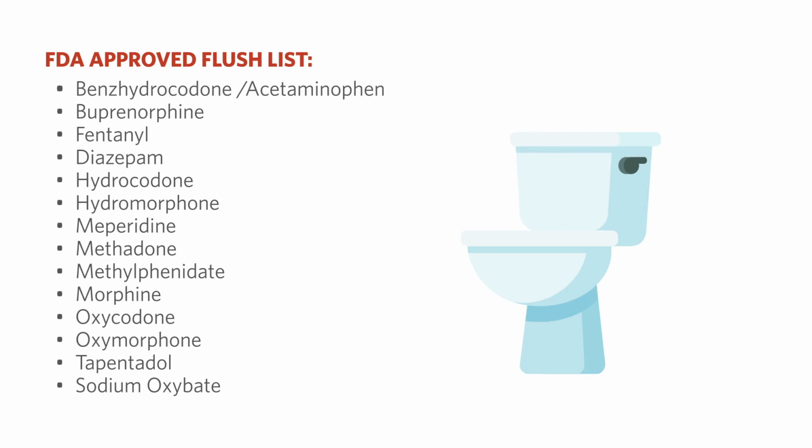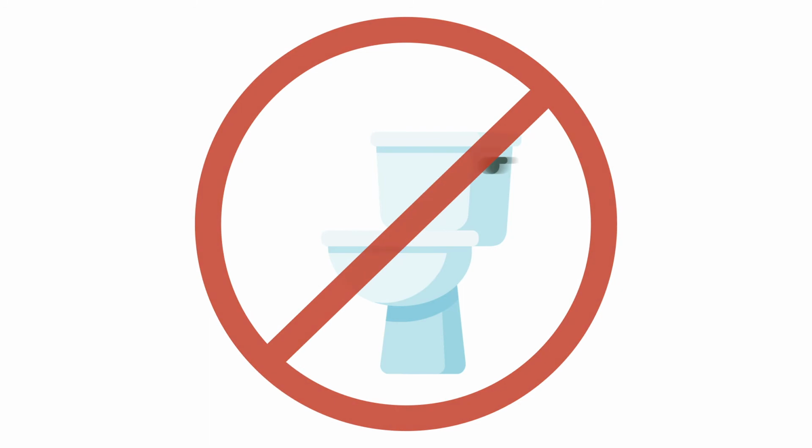If a take-back option is not available and an opioid is not on the approved flush list, patients should mix the unused opioids with something inedible, such as cat litter. Put the mixture in a container and throw it away in the trash.